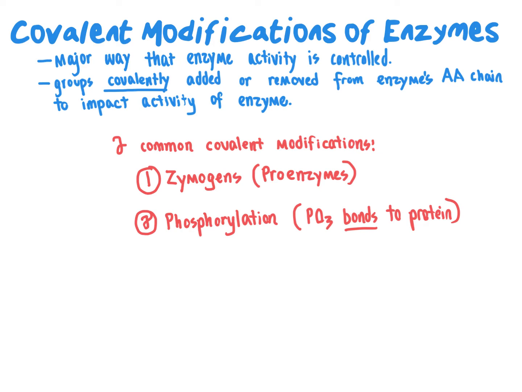We'll spend the rest of this video talking in more detail about why zymogens are important and how they work, as well as looking at phosphorylation and how that works to control enzymes. We'll also explore why these modifications are important in controlling exactly when and where enzymes act within the body, so that things like digestive enzymes don't end up eating us alive and instead remain active only within the digestive system.